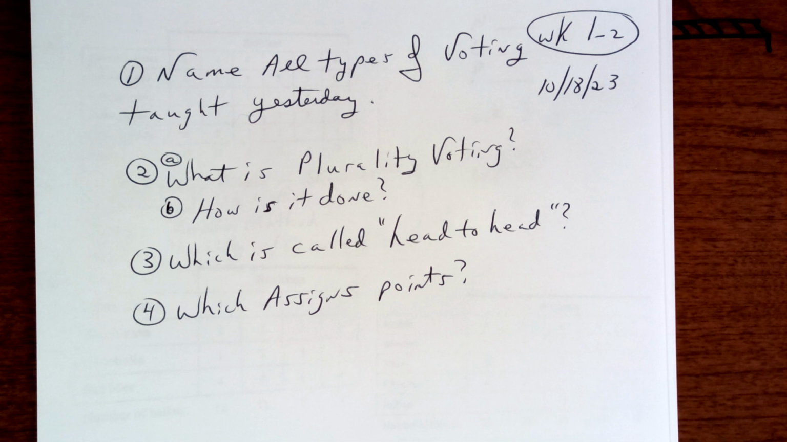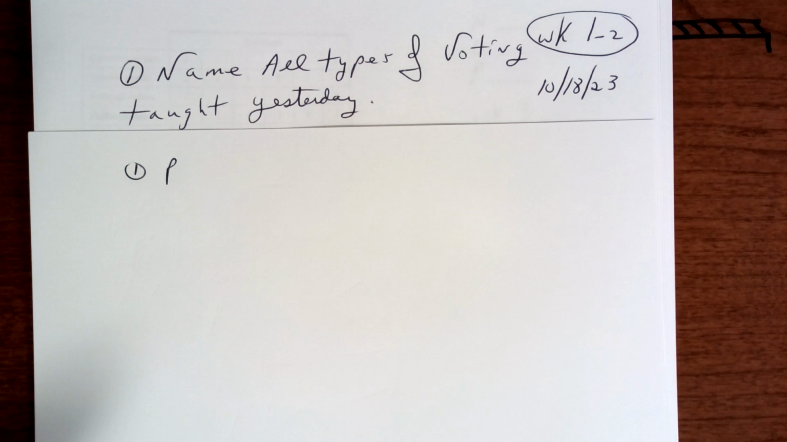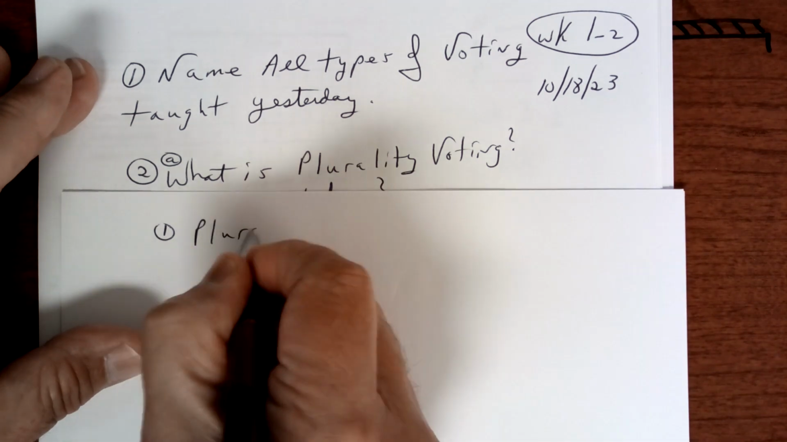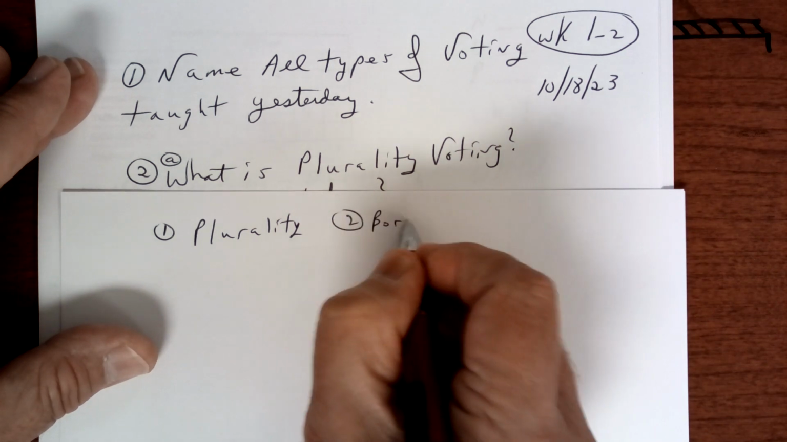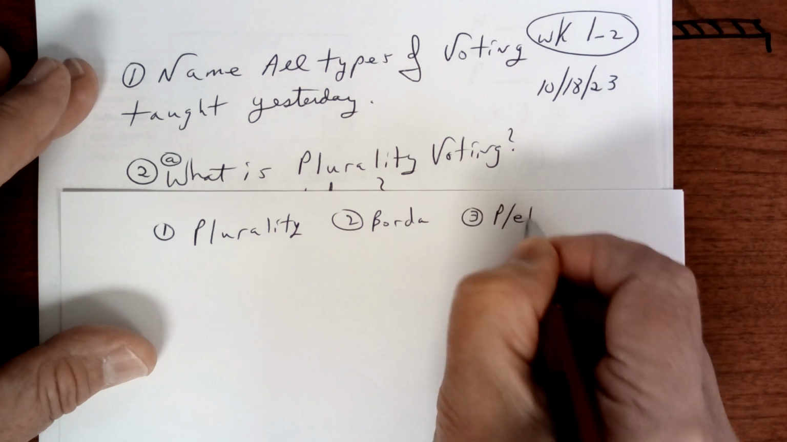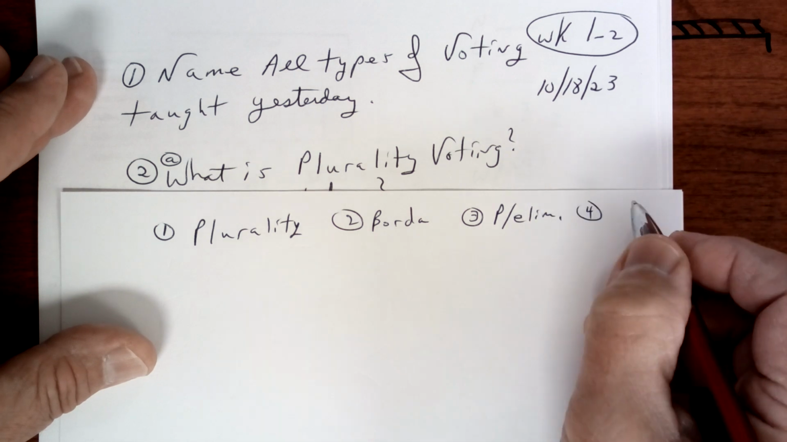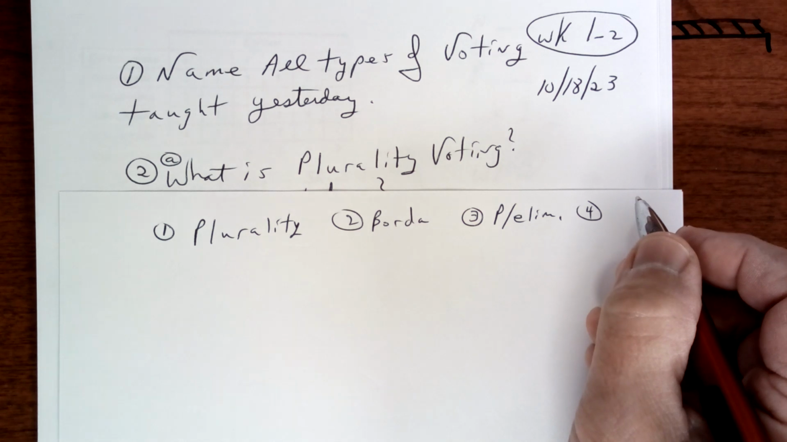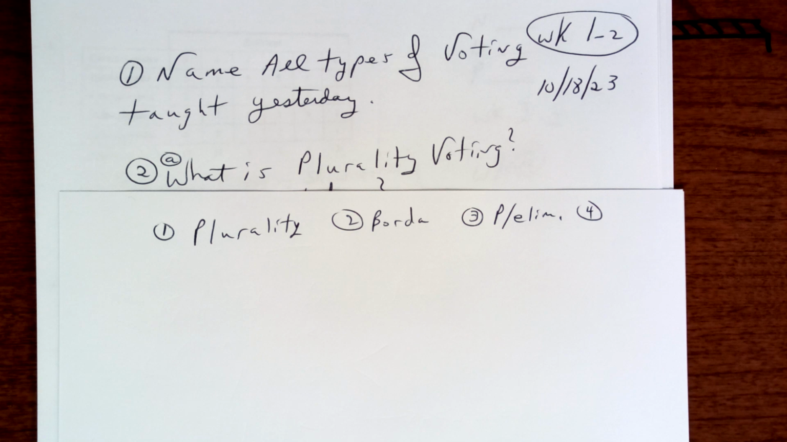It says name all types of voting that I taught you yesterday. Well, the first one is plurality. Second one is Borda. Third one is plurality with elimination. And the fourth one is head to head, which has a name: pairwise.